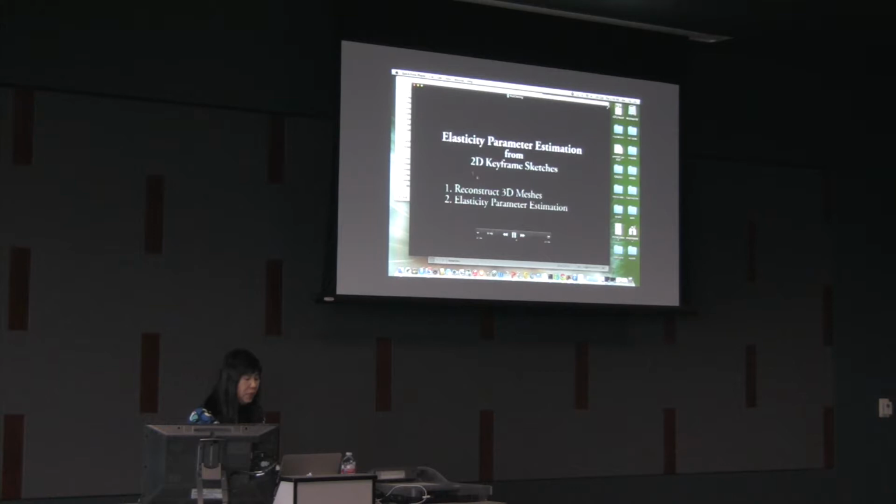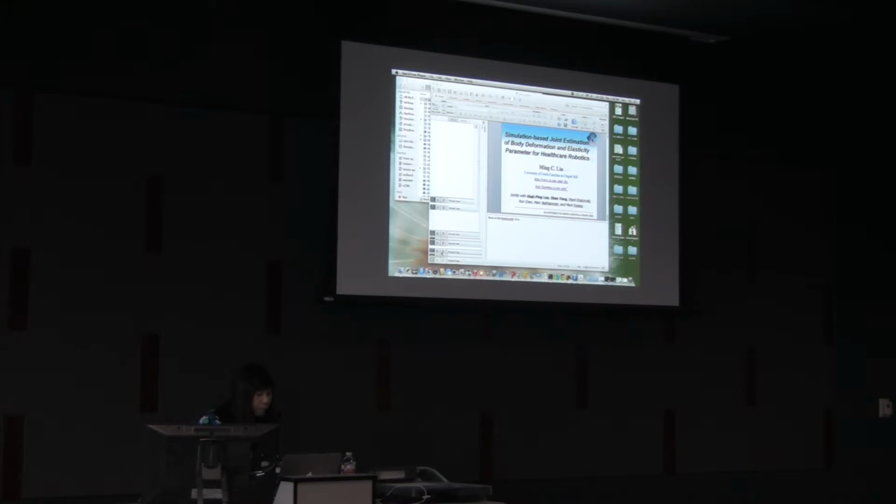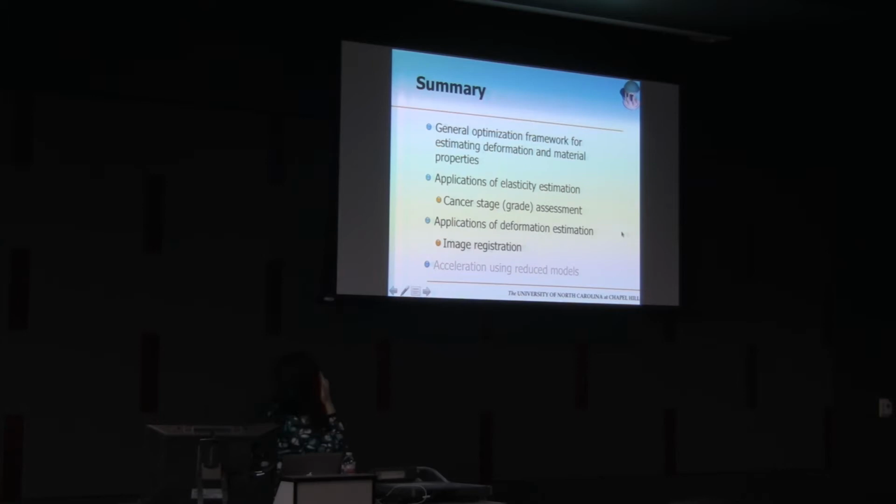Okay, I'm just going to end it right there and come back to the talk. So I just kind of give you a glance of what you can do, because I don't have a lot of time. So to summarize, we now have a general framework for estimating deformable material properties directly from images and are able to perform some sort of correlation for cancer staging. We are also doing cancer grading as well.